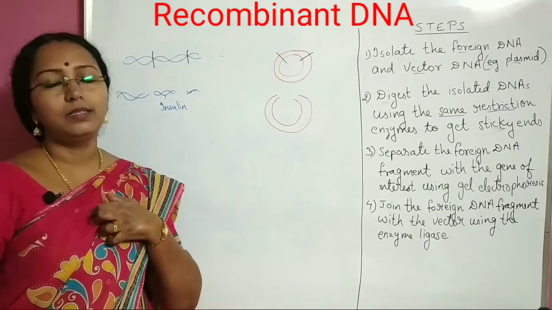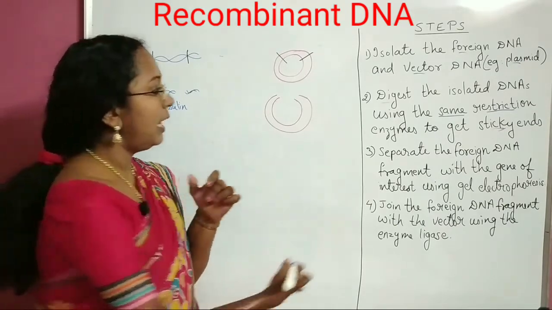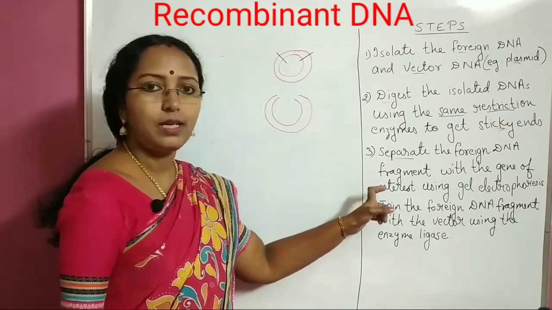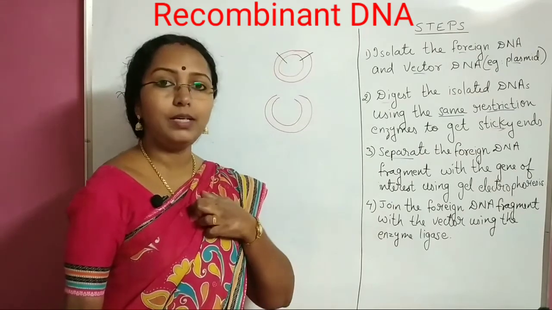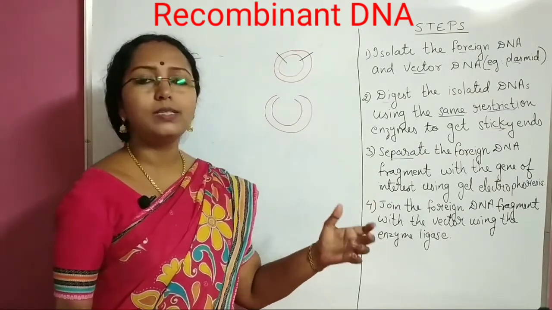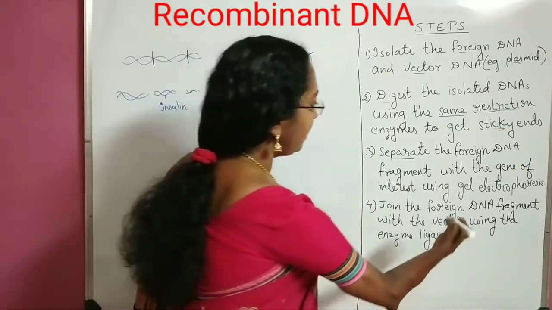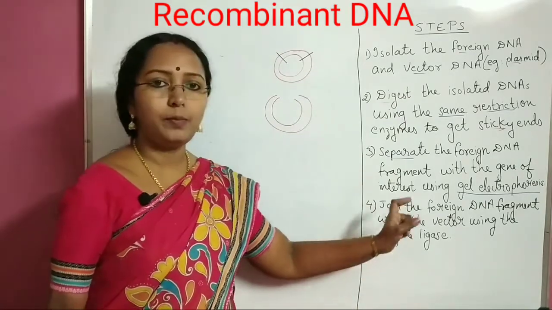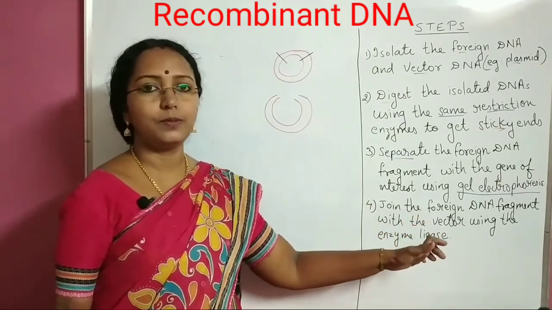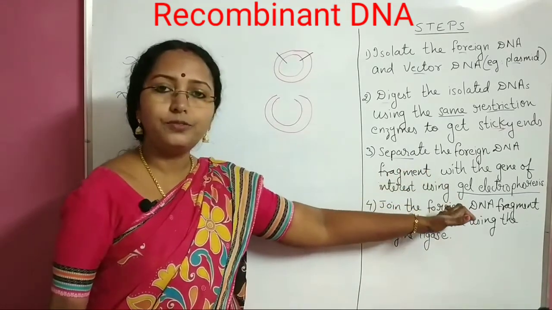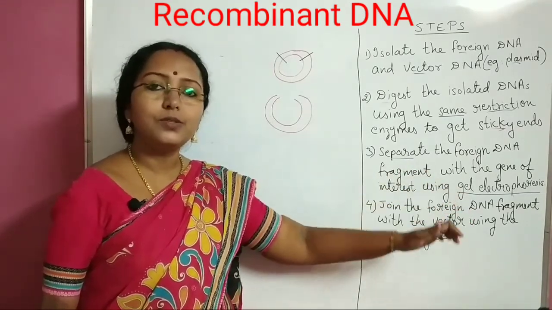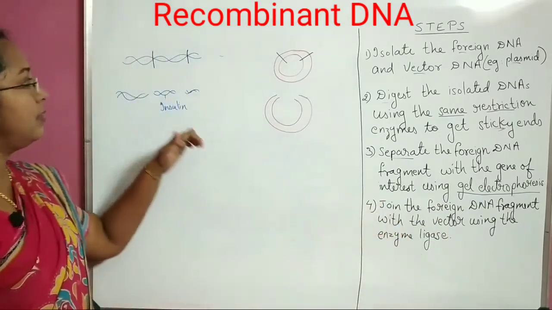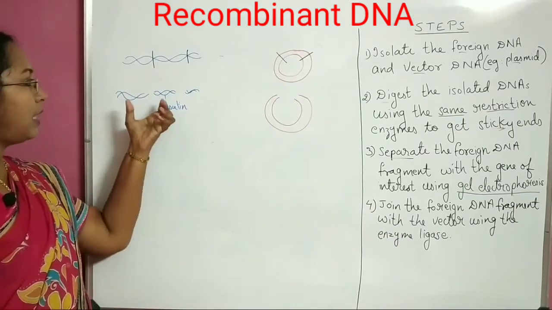Now I want my gene of interest. For that, I have to separate the foreign DNA fragment which is having my gene of interest. Now how do I separate that? I separate it using a method called gel electrophoresis. A detailed class regarding that technique will be taken to you very soon. Just understand gel electrophoresis is a separation technique that is used to separate the DNA fragments based on their size.